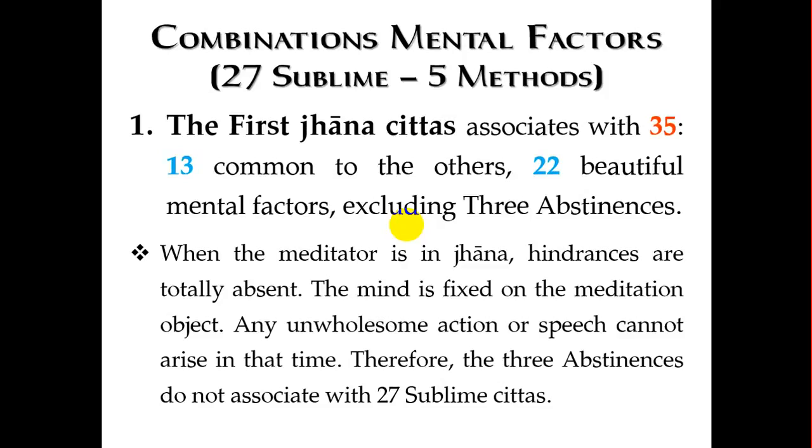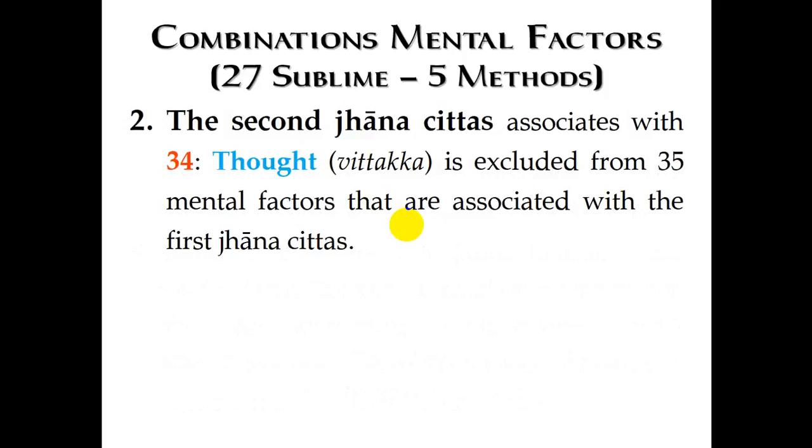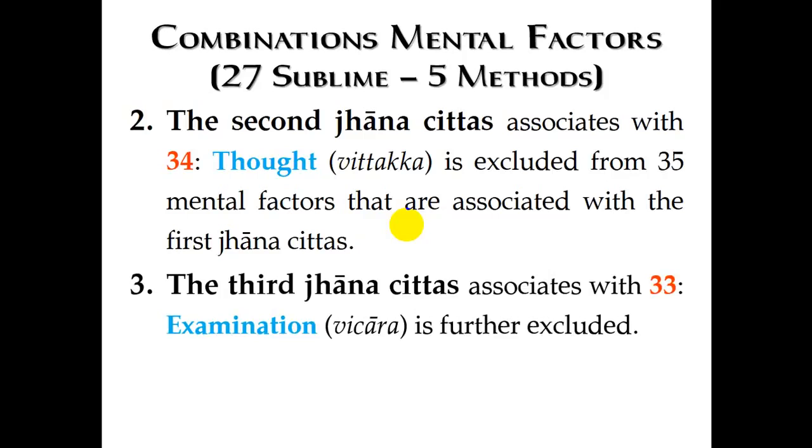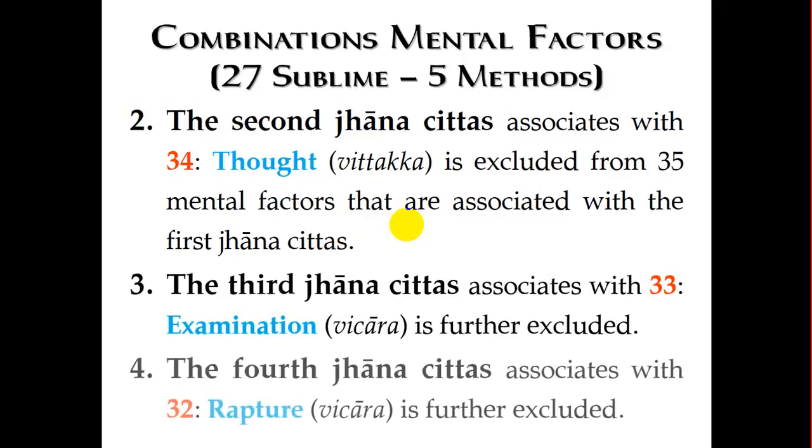34. Which one will you exclude? Yes, that one, you're right. That was very easy. If you know the first one, the rest is very easy, right? So in the second jhana cheta there are only 34. So thought, or vitakka, is excluded, right? Vitakka is excluded. What about the third jhana? 33. Yes, so you have to exclude further the examination. The fourth jhana, rapture or zest, right?